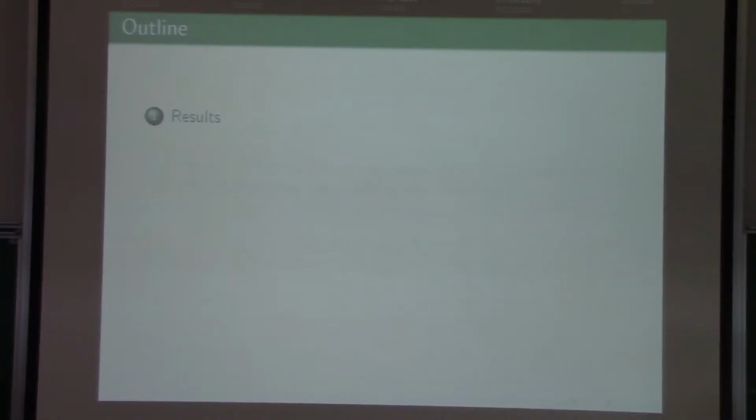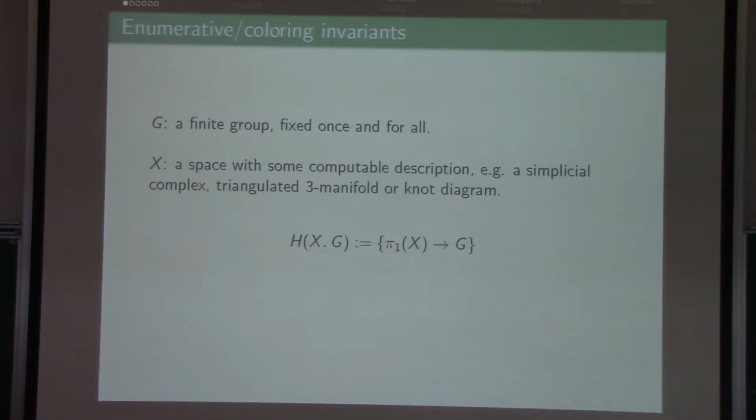So what's the invariant we're after? We're going to fix a finite group, and you should think of this as fixed once and for all. It is not part of the input. In our main theorem, it's going to be a nonabelian simple group, so you should think A5, the smallest one. Our computational input is some nice description of a space. For us, our spaces are going to be three-manifolds. They'll actually even be homology spheres, I can guarantee that. Or they can be knot diagrams, although in what I discuss in detail, I'm just going to stick to the three-manifolds.